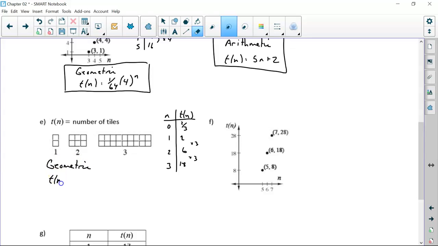So t of n equals our initial, term 0, which is 2/3. Our multiplier is 3 to the n. There's our sequence.